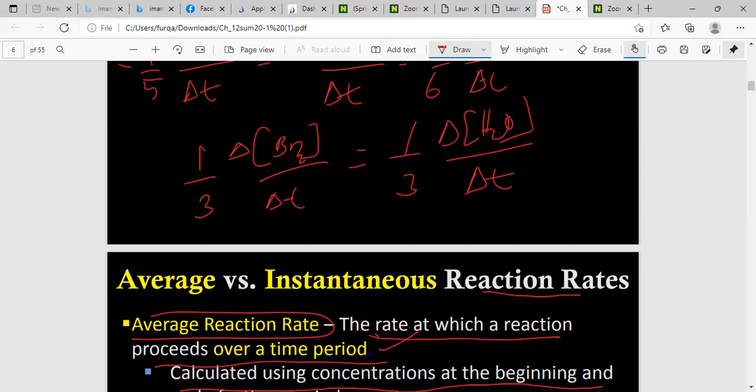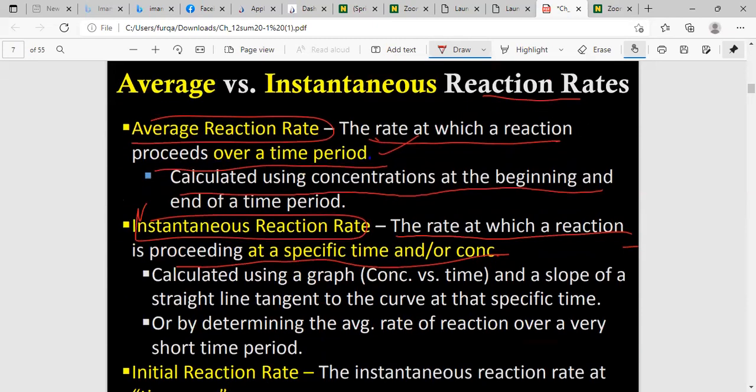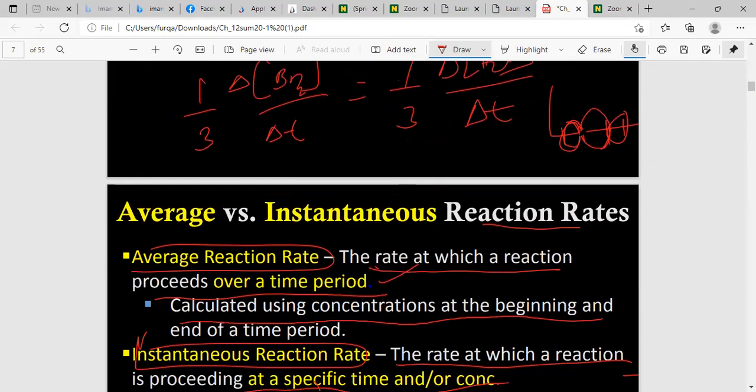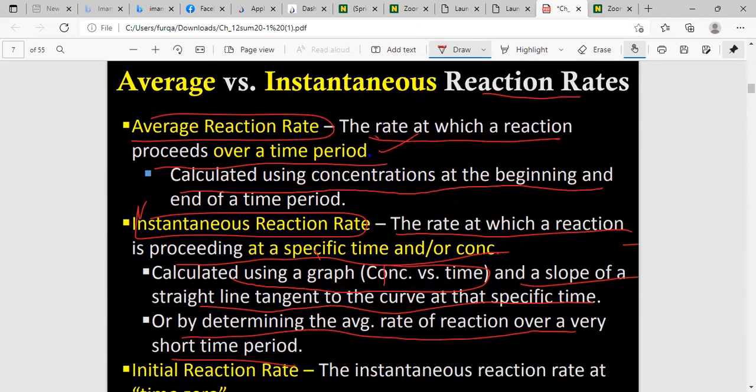You can take any time in between. If you call it different sections here, you can take it for any time slot, this slot or this slot. Whereas instantaneous is calculated using a graph of concentration versus time that you plot, taking the slope of the straight line tangent to the curve at a specific time, or by determining the average rate of reaction over a very short time period. If you are doing this very short time period here, that's instantaneous.